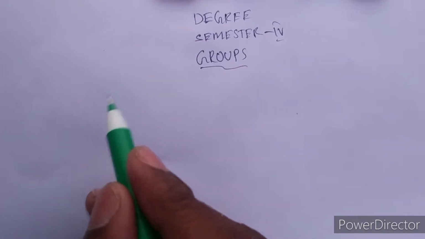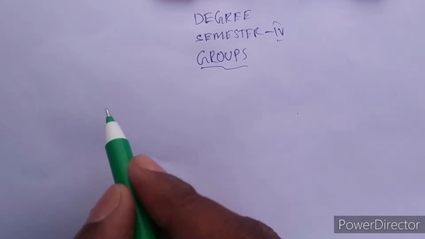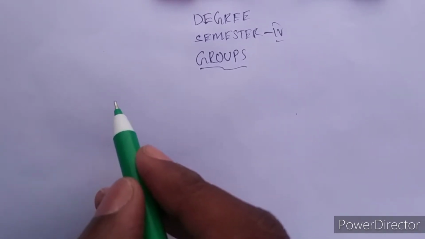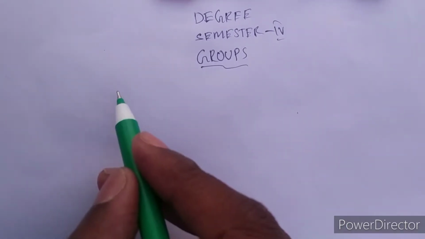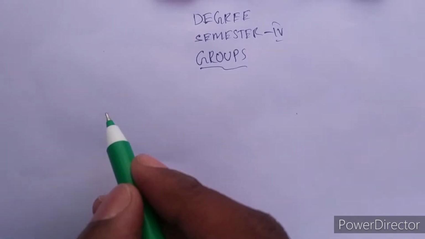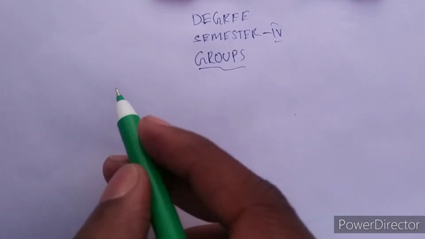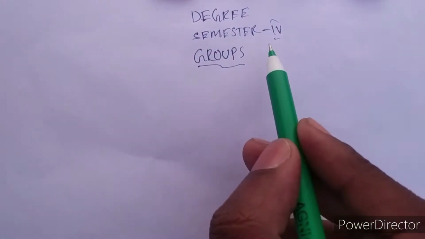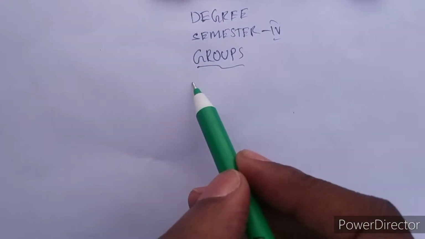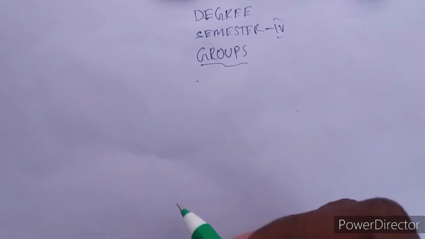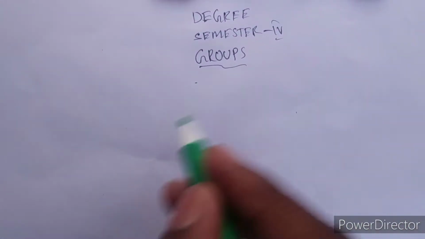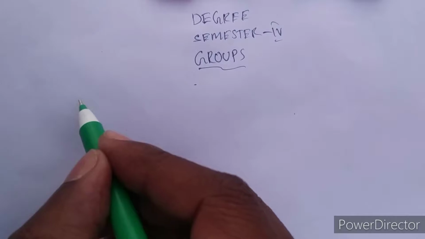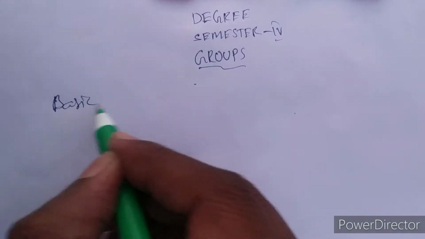University is conducting examinations in June, maybe July, so we are taking online classes to help you get good marks. Okay, so now I am going to take this class, semester 4, maths, groups. In these groups, the first concept is the basic concept.